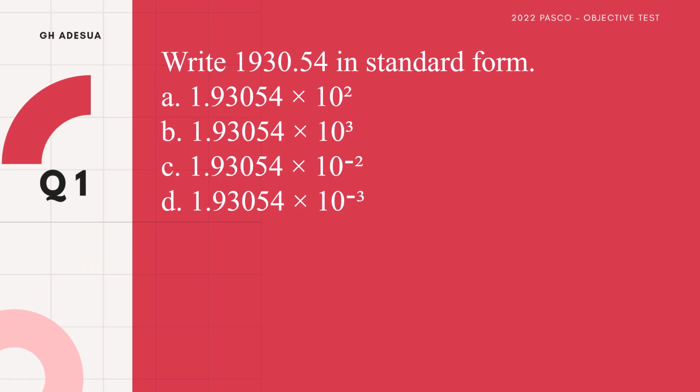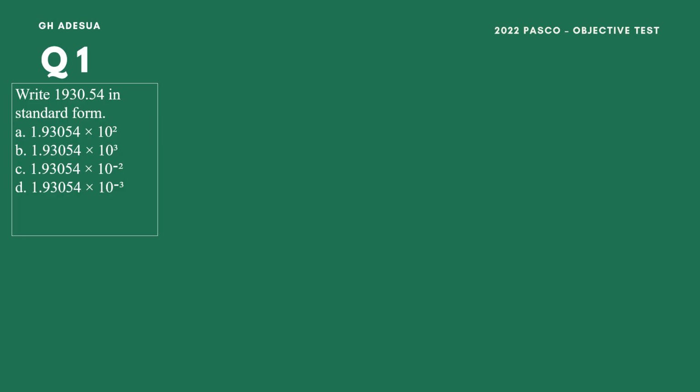Write 1930.54 in a standard form. Right, and then the options given that we have to choose from. We all know the standard form is a way of writing numbers, especially large numbers into small ones, so that we can have a consistent format.